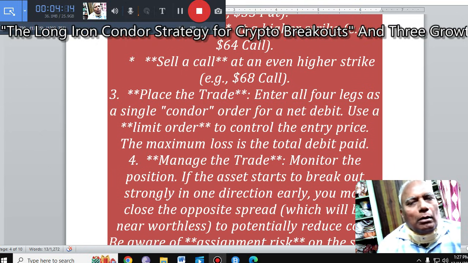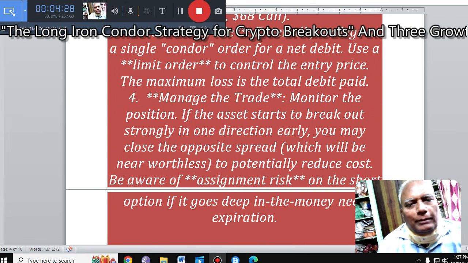3. Place the trade. Enter all four legs as a single condor order for a net debit. Use a limit order to control the entry price. The maximum loss is the total debit paid. 4. Manage the trade.